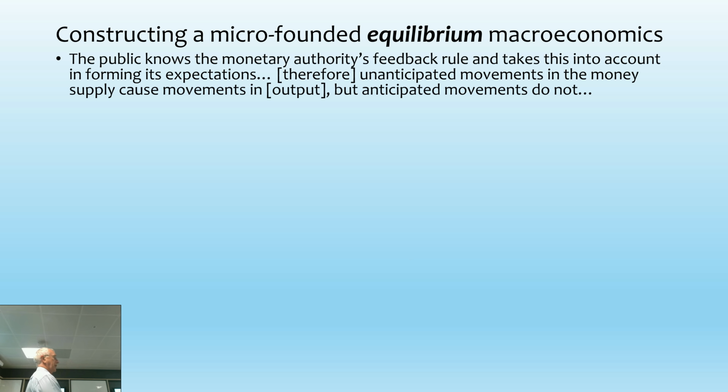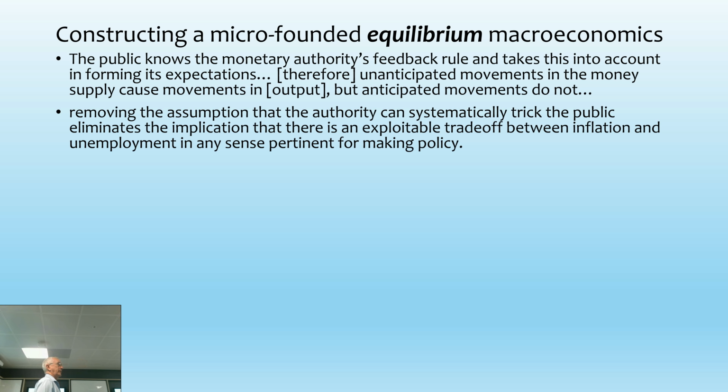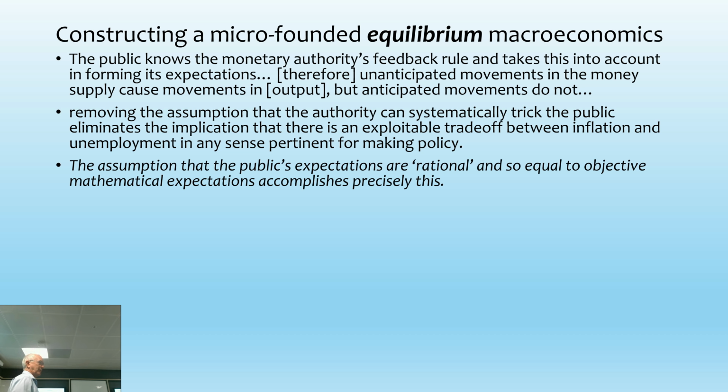So, okay. So when they applied it to the idea of can you actually take advantage of the Phillips curve, this is another paper, not the same one by Lucas as I was showing a moment ago. The public knows the feedback rule, what the monetary policy is doing, takes it into account in forming its expectations. Therefore, changes in the money supply, which are anticipated, can't do anything. Only the ones people don't expect can. So if you remove the assumption that the authority can trick the public, that's what's going on, tricking you, the public, not increasing aggregate demand, tricking the public. And that's done by rational expectations.